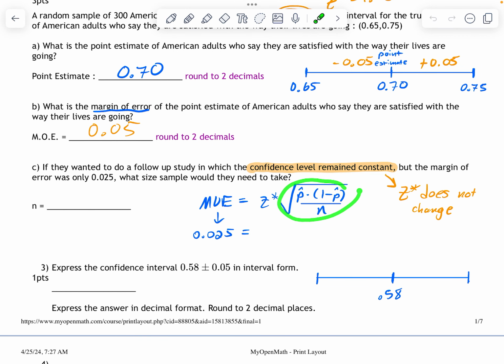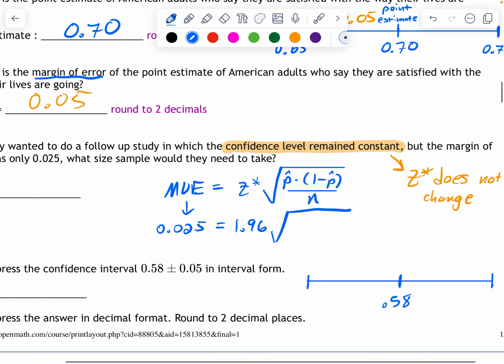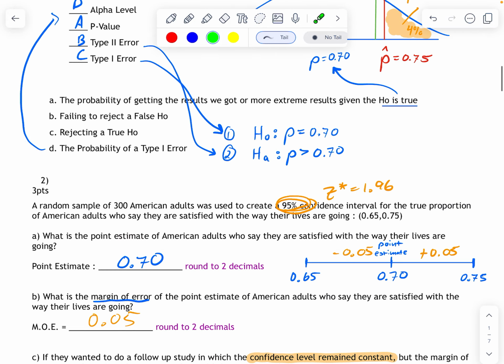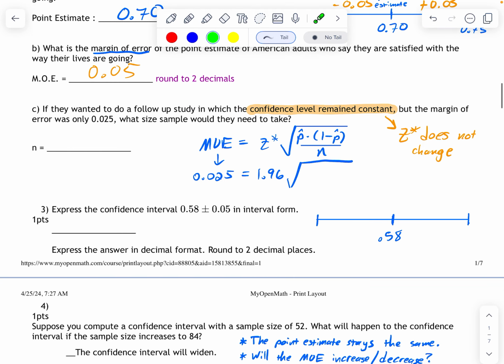But that's where I got this. So my z-star remains the same, and when I change my sample size, it will have no effect on p-hat, right? In other words, the center of this interval should stay at 70%. It should just remain there. By taking a smaller or larger sample, it should always point to 0.70, if 70% is the truth, of course.